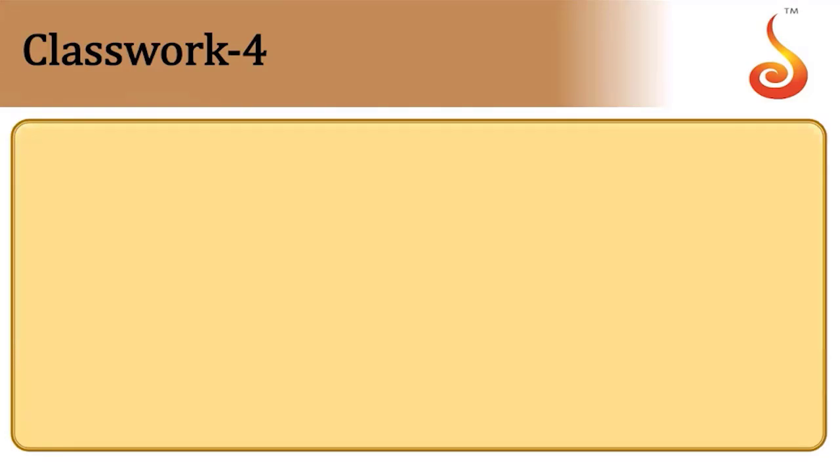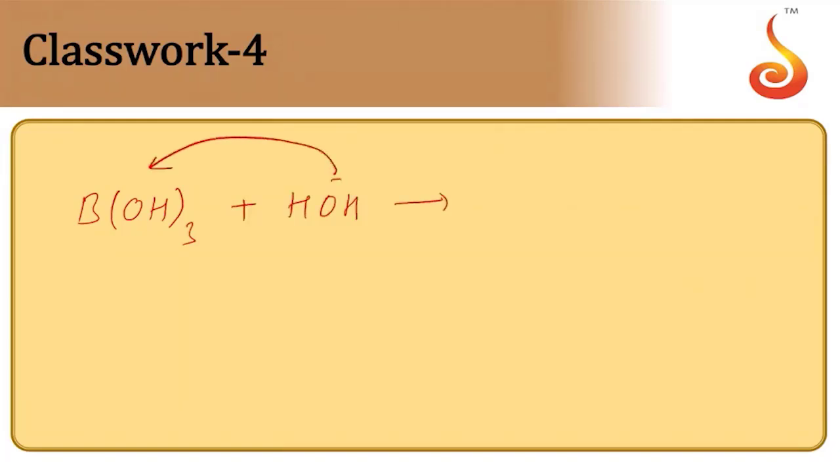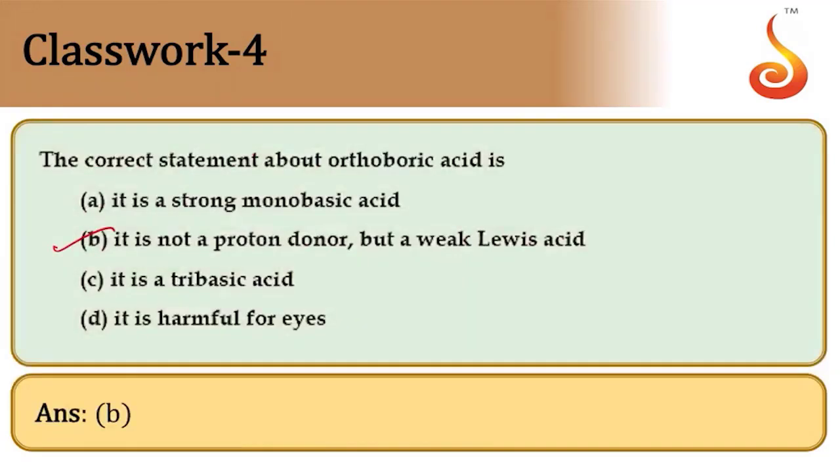So that is boron, or orthoboric acid, boron hydroxide, plus water if you take. It accepts an electron pair, which means basically it is a Lewis acid, and then that donates a proton. So it is not a proton donor, it doesn't donate its own proton, it is taking the proton from the water molecule. So basically a Lewis acid, a weaker acid, but not a proton donor, but a weak Lewis acid. So option B we have.